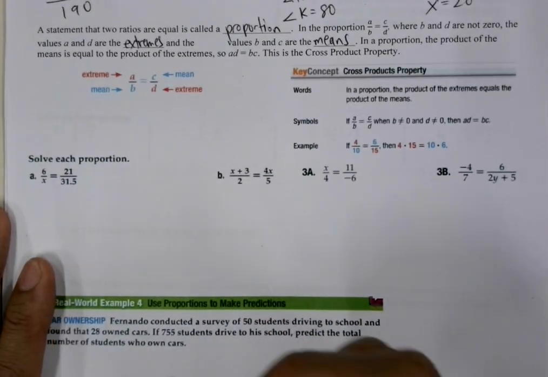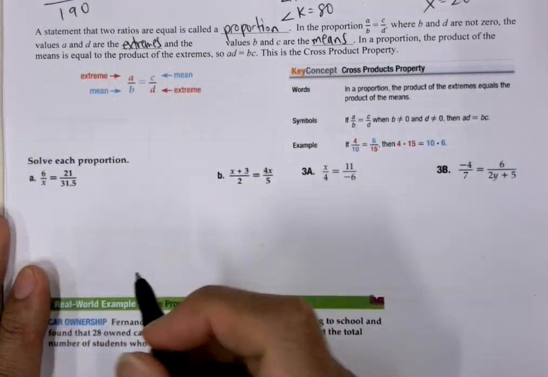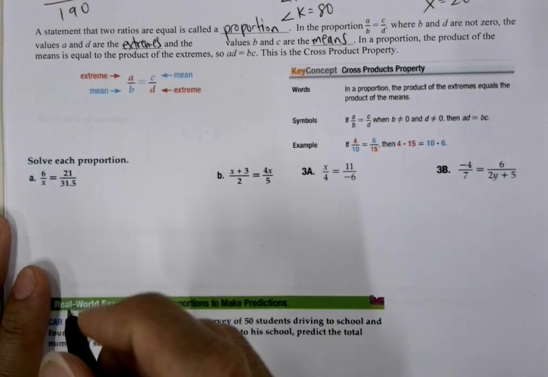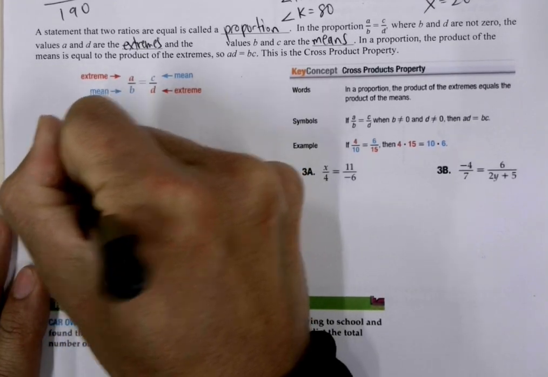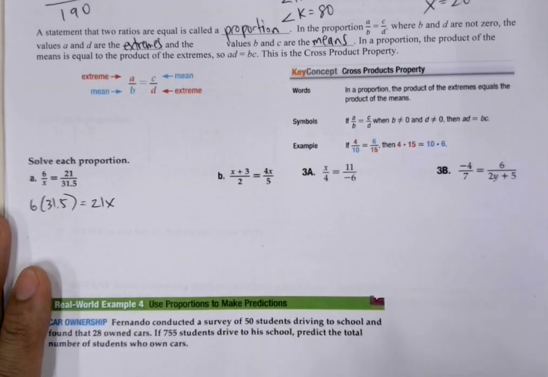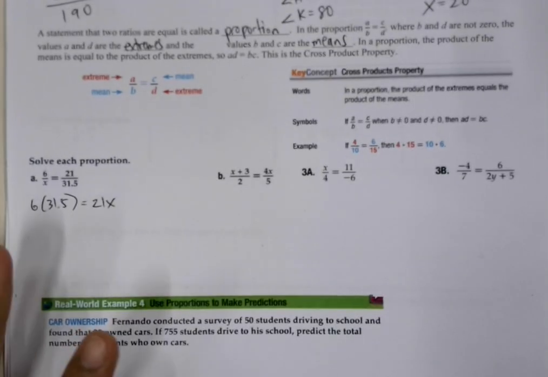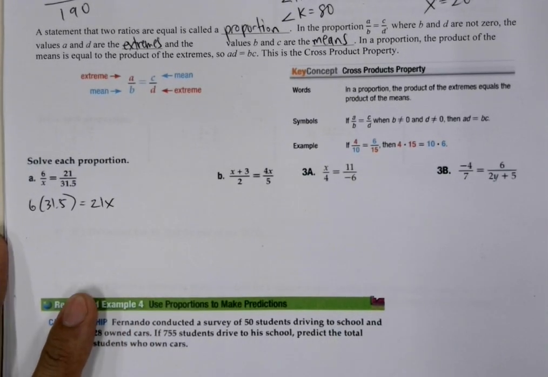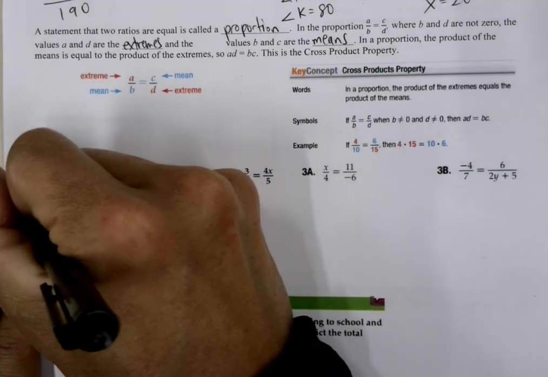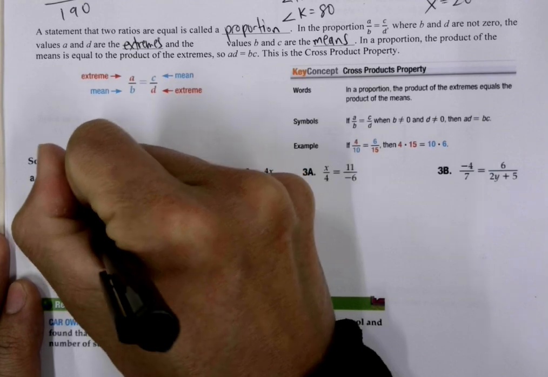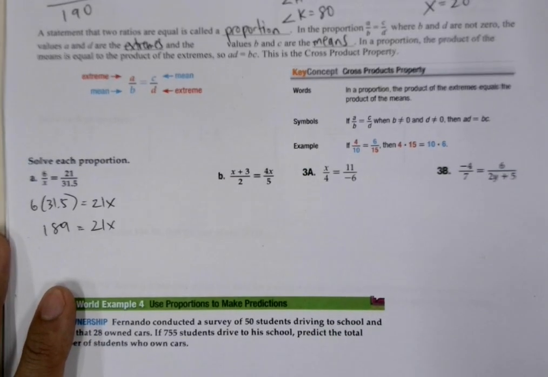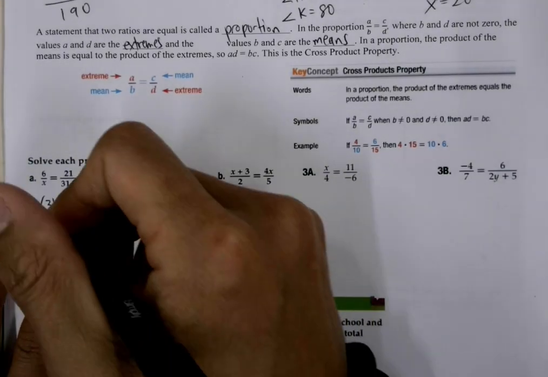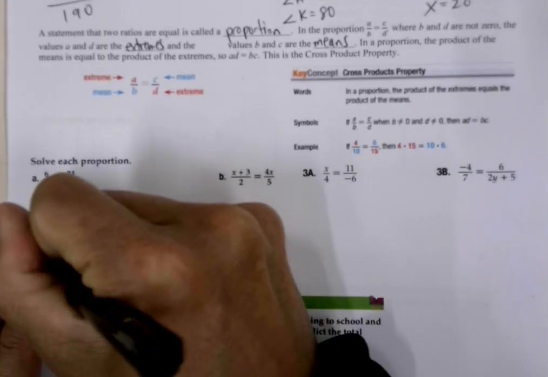Right? And so let me go ahead and try the first one. So the extremes here would be 6 times 31.5. So 6 times 31.5 is equal to 21 times x, or 21x. Now 31.5 times 6 is 189, is equal to 21x. And then we're going to divide both sides by 21 now. And so we get 9. So x is equal to 9.